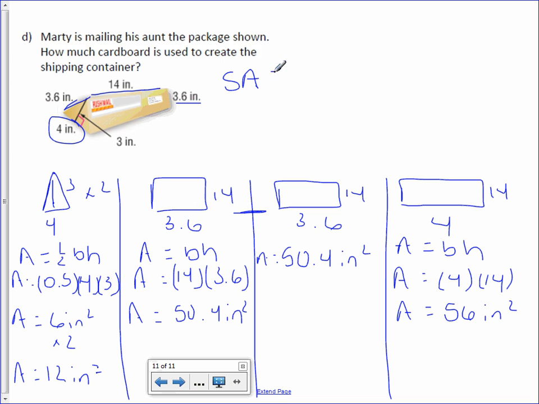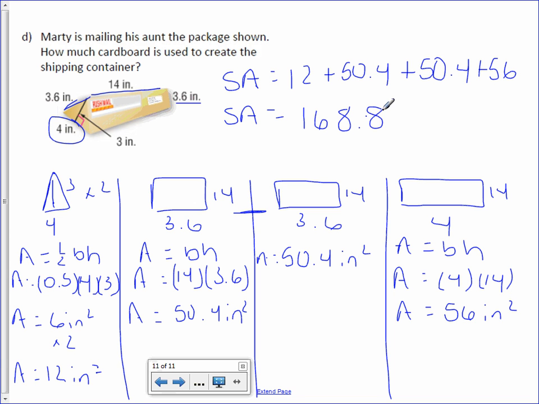To find the surface area, we add all the smaller areas together. So 12 plus 50.4 plus 50.4 plus 56 is 168.8 inches squared.